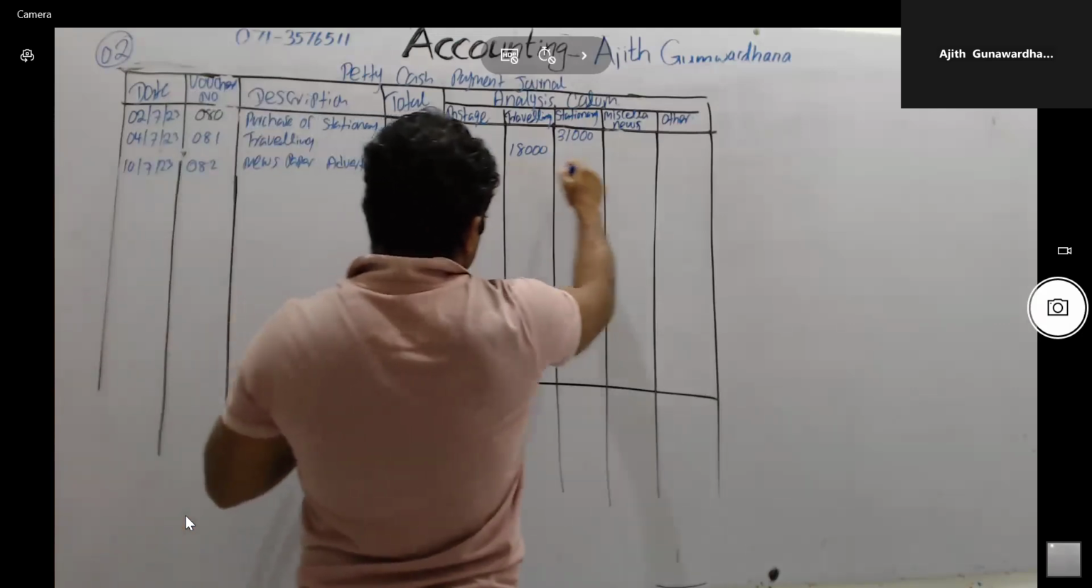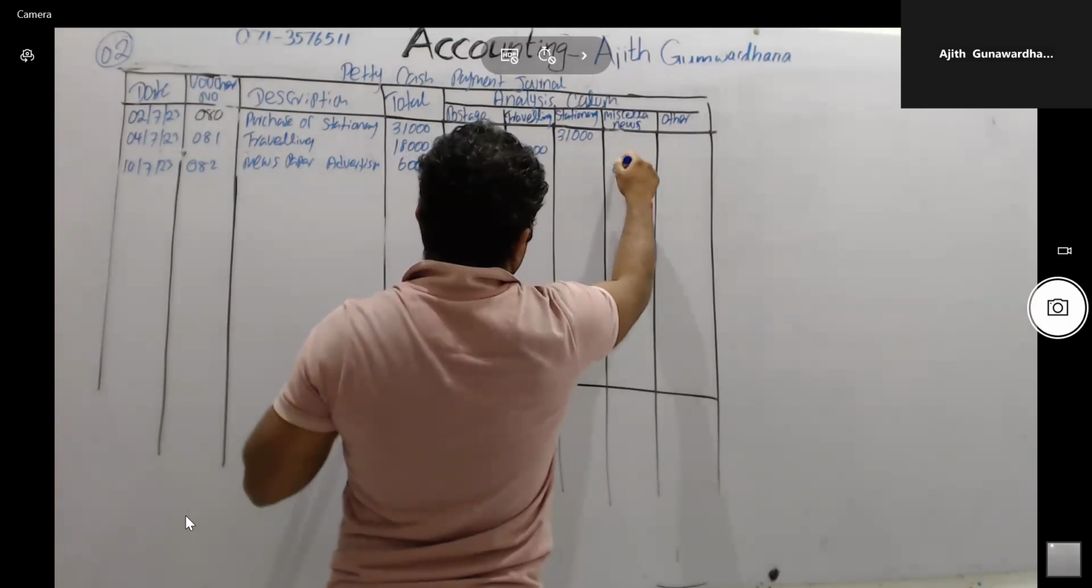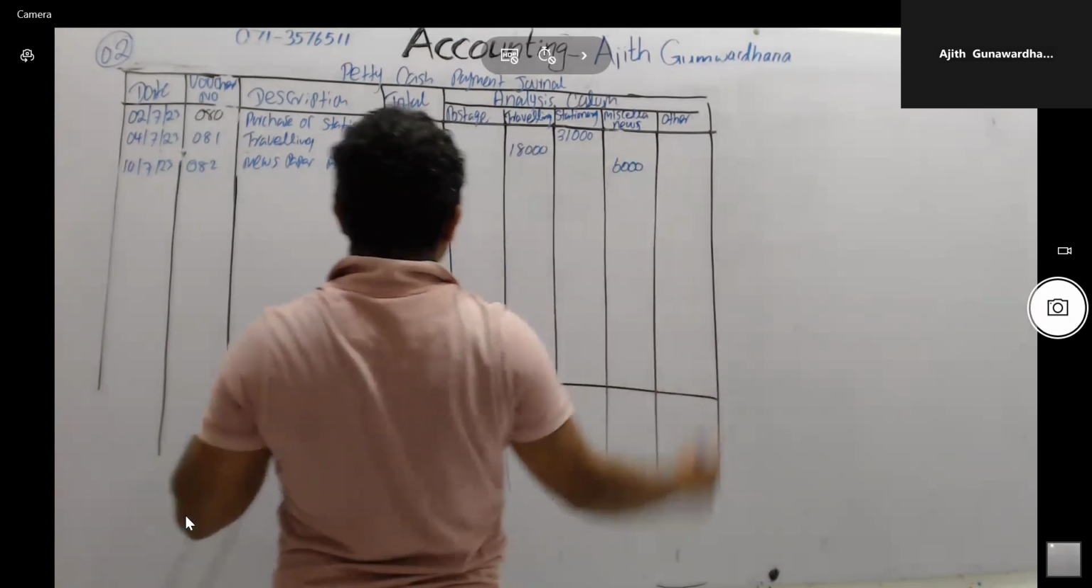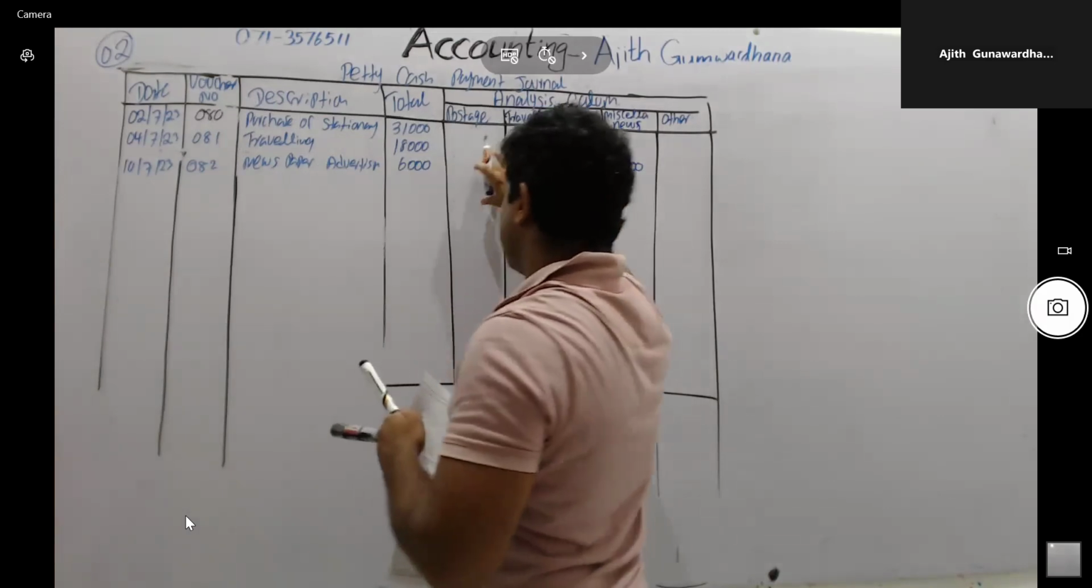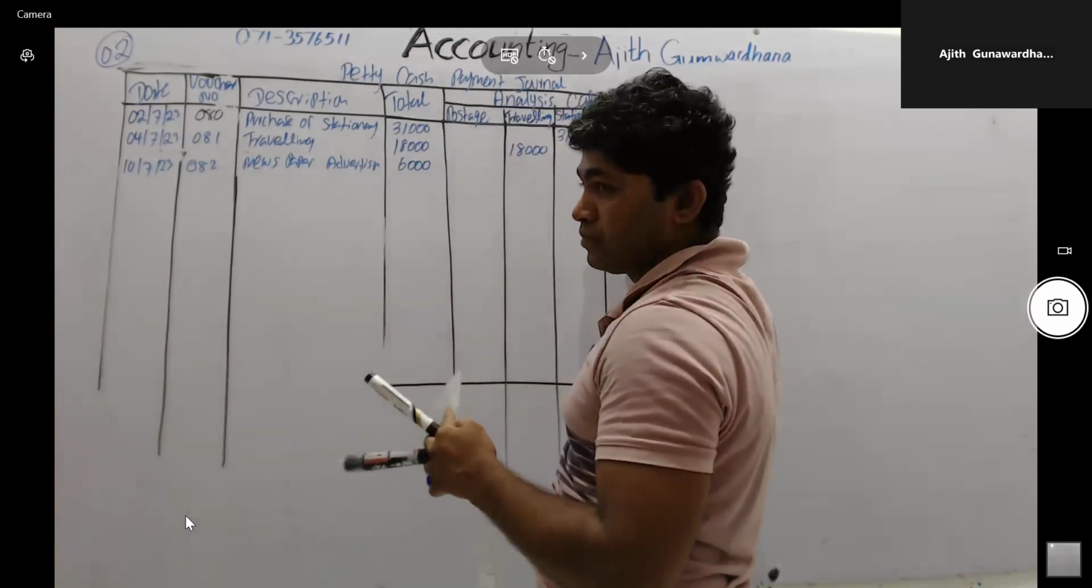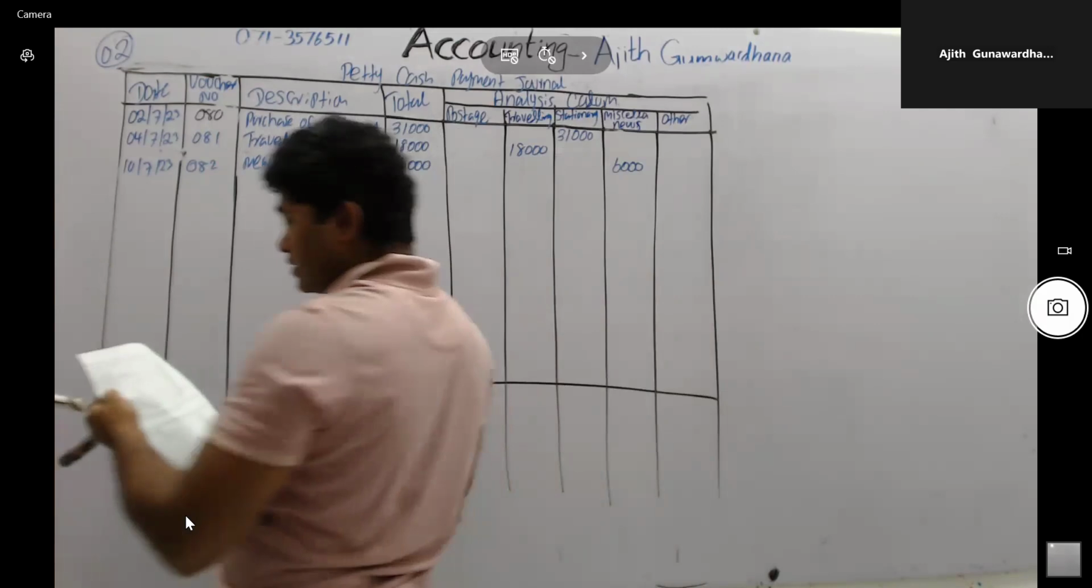Therefore, it should be recorded in the miscellaneous column. A separate column is not given for advertisement expense. If there is an expense that cannot be categorized, it is recorded in miscellaneous. Miscellaneous is equal to sundry expense.